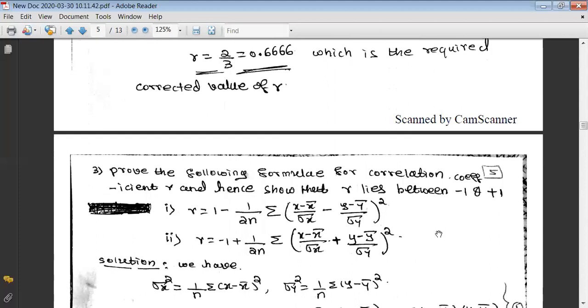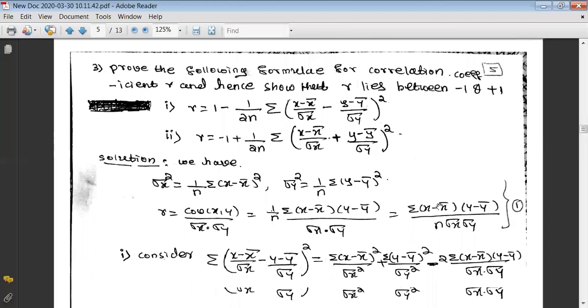And one or two theoretical questions are there. And here, the problem is, prove the following formula for correlation coefficient r, and hence show that r lies between minus 1 and plus 1. The first result we are required to prove is that r equals 1 minus 1 upon 2n summation of (x minus x bar upon sigma x minus y minus y bar upon sigma y) whole square. And the second one, r equals minus 1 plus 1 upon 2n summation of (x minus x bar upon sigma x plus y minus y bar upon sigma y) whole square. These are the results we are going to prove.